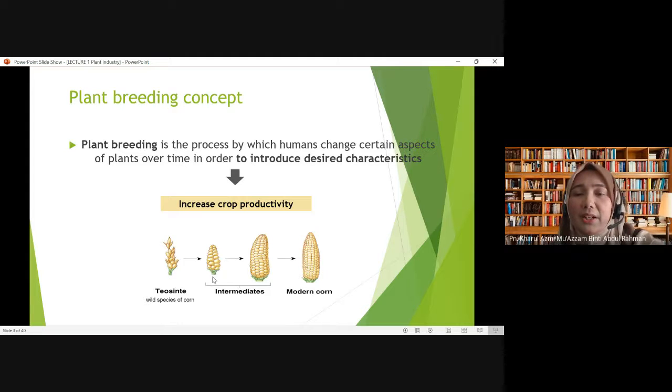Yang ni okay sikit and then quite okay, and then lastly sebelum kita dapat modern corn yang sangat orang kata high productivity, sangat manis isi dia, and then very full in kernel. So this is the modern corn that we produce from the plant breeding concept. Ya, ini intermediate ni maksudnya sebelum kita dapat yang betul-betul bagus lah.